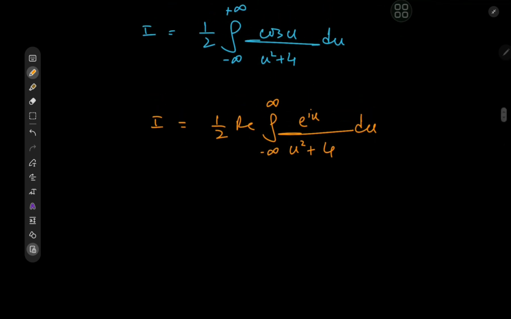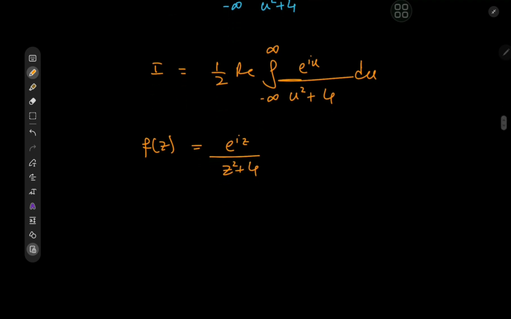Now, okay, cool. We'll define the complex valued function f of z to be the function e to the i z divided by z squared plus 4. And an analysis of the function's poles yields that they're located at z squared plus 4 equal to 0, implying that z would be equal to plus or minus 2i.